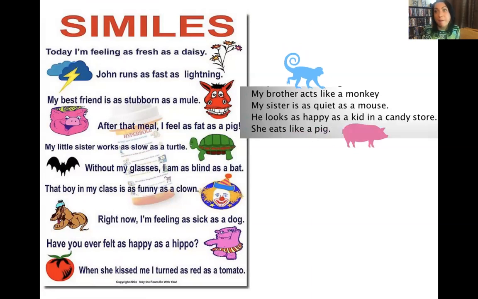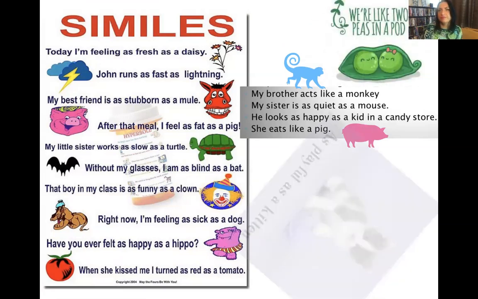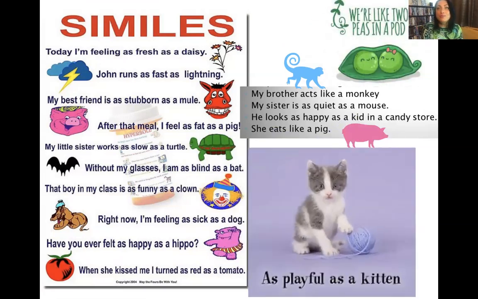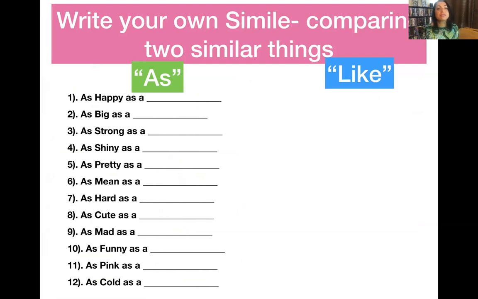My brother acts like a monkey. My sister is as quiet as a mouse. Some mice aren't quiet. She eats like a pig. We are just two peas in a pod. And you're as playful as a kitten. We came up with similes using as and like.